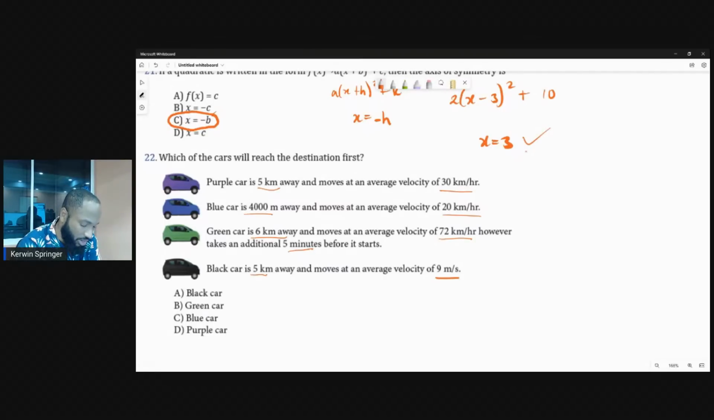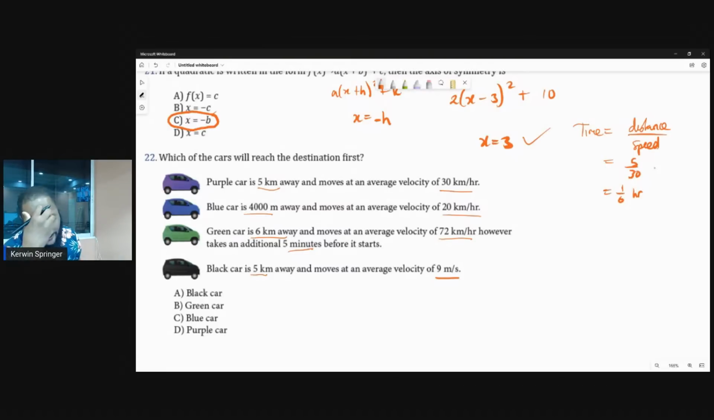Because, okay, speed is distance over time. How many of you all knew that? So time, we're going to see who will reach first now. We want the shortest time. Time is distance over speed. So in this case, the time would be 5 over 30. So this is 1/6 of an hour. 1/6 of an hour converted to minutes is how much? 10 minutes. So bro, you taking 10 minutes. Let me see if anybody can beat you.